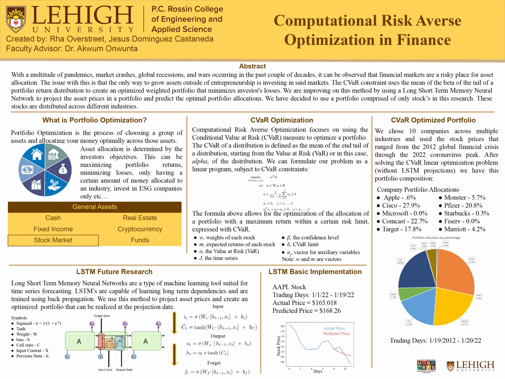During the holding period from January 20th, 2022 to March 3rd, 2023, our optimized portfolio lost 294 basis points. The S&P 500 lost 974 basis points. We're currently working on using long short-term memory recurrent neural networks to predict asset prices to aid in our portfolio optimization.